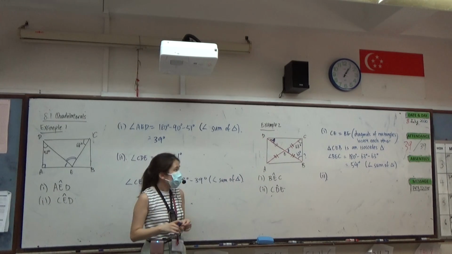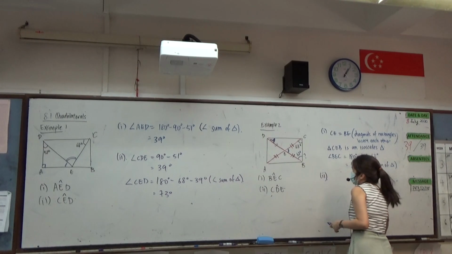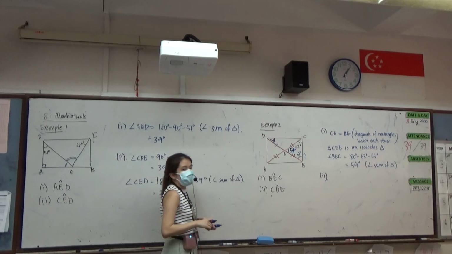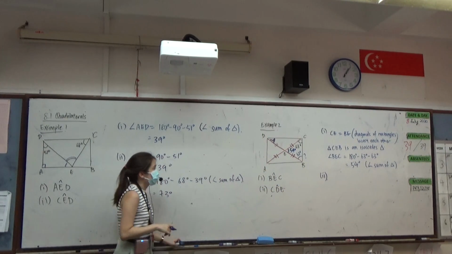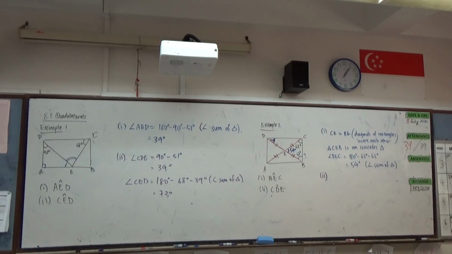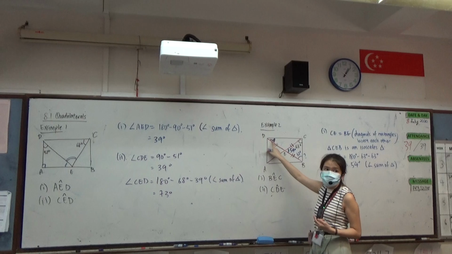How would you go about finding it? We already know that this is 44 degrees. What would you do then, Wheeler? 90 degree minus 63 degree, that finds out what angle? Which angle are you looking for? Please name it. CDE. CDE over here is 90 degree minus 63 degree.